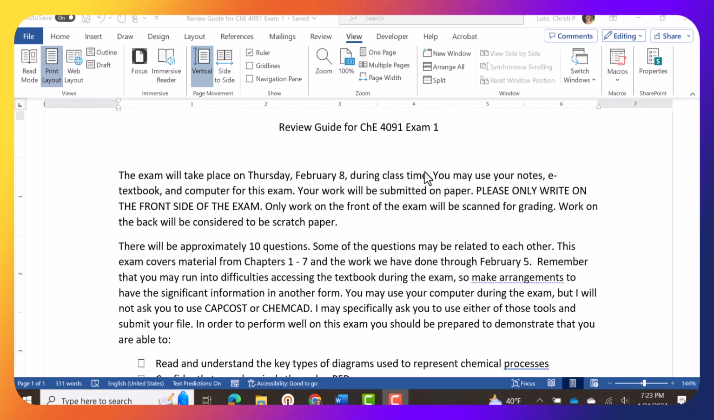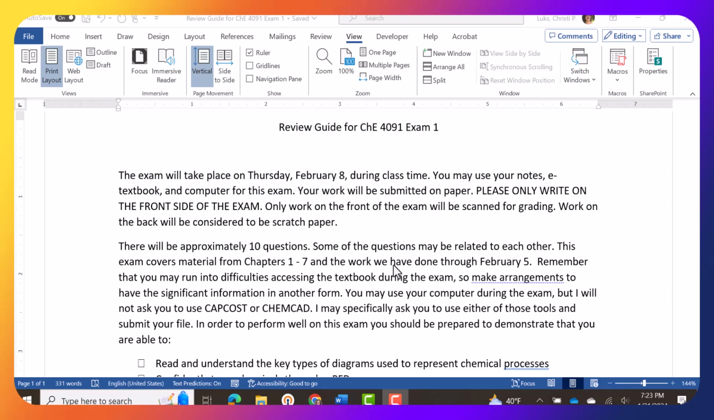Now, on that, I need you to write only on the front side of the exam. Anything that's on the back side is not going to get scanned to me. I will be in Austin that day, and so someone else will be giving the exam, and they're going to scan your work to me. They're going to scan only the front pages. So seriously, if you write it on the back, you can do that for your own notes, but it's not going to be what I get to grade.